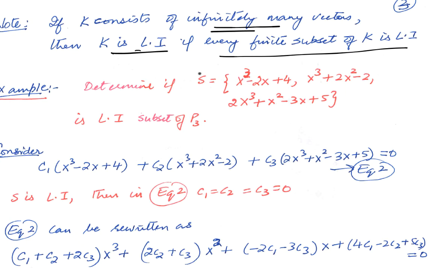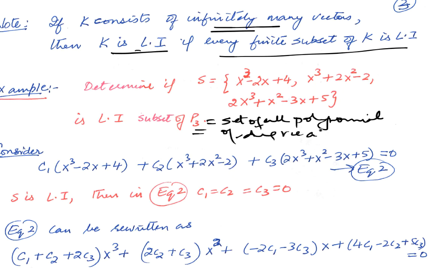So I'm going to take an example now with elements from P3. If you remember, it is the set of all polynomials of degree at most 3. We all know that this P3 is a vector space. So now we want to know if this set S is a linearly independent subset of the vector space P3. Once again, you just go back and apply the definition.